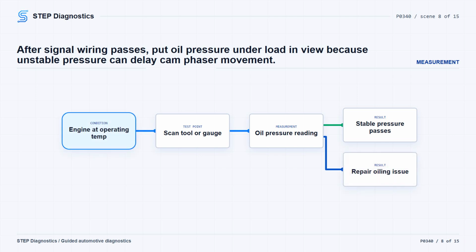Install an oil pressure gauge. Then restart and monitor pressure while operating the vehicle. The oil pressure reading should be stable and above 16.0 psi. If it goes below 16.0 psi or oscillates excessively, it can delay cam phaser movement enough to set a slow response or intermittent cam sensor fault. So repair the engine oiling or mechanical condition and verify the repair.